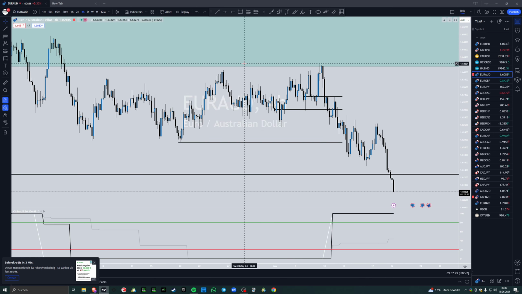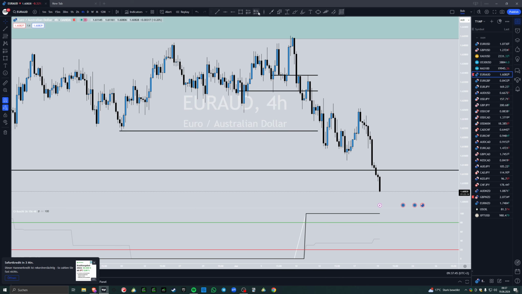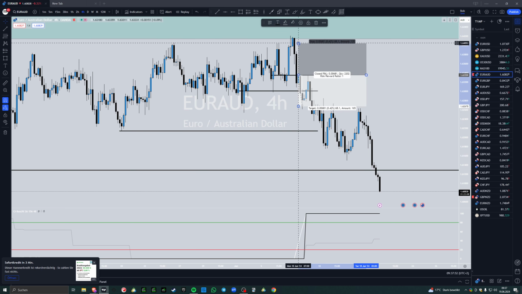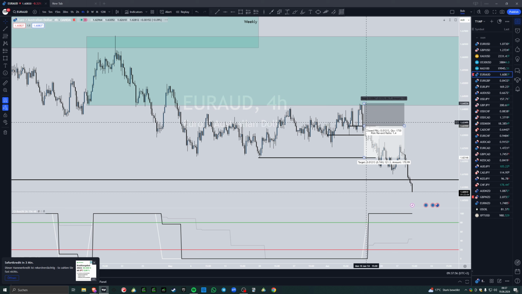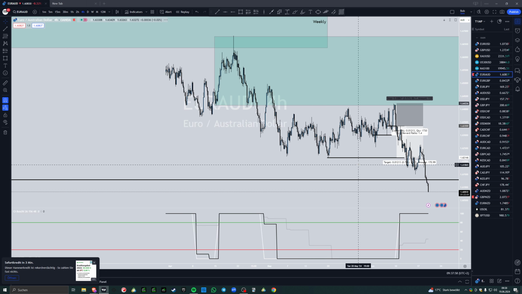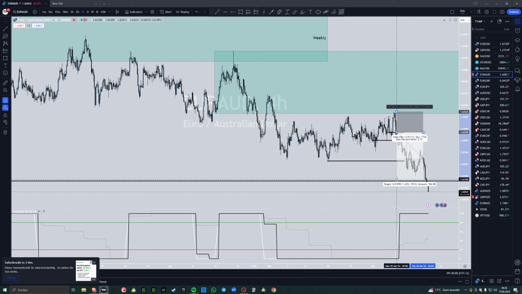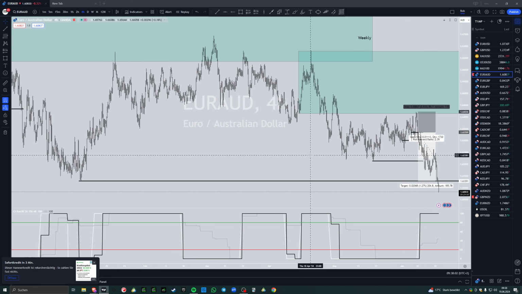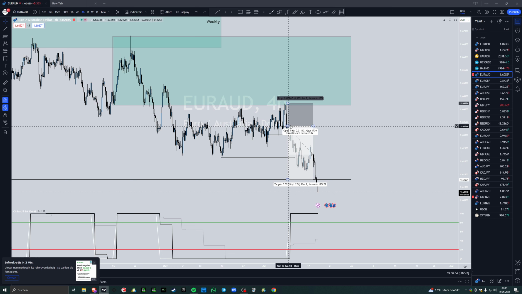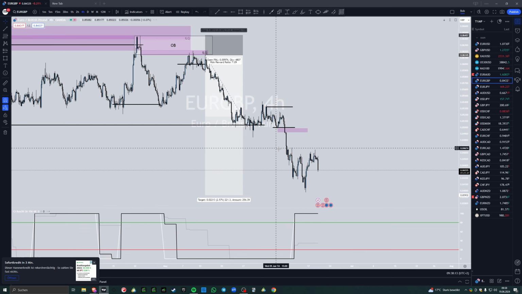So once price came here into this, we saw a shift here. And you basically have a trade here that's pretty fast, and then here to the weekly low. So that's a better one. Just put it to break even once it reaches this. Let it run. Yeah, that's a trade.